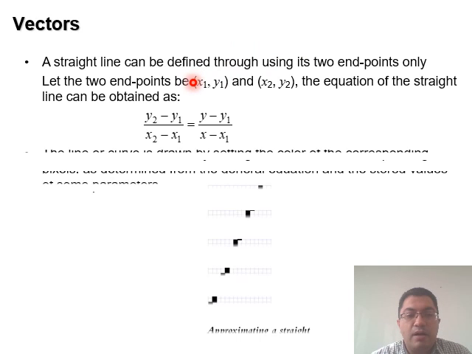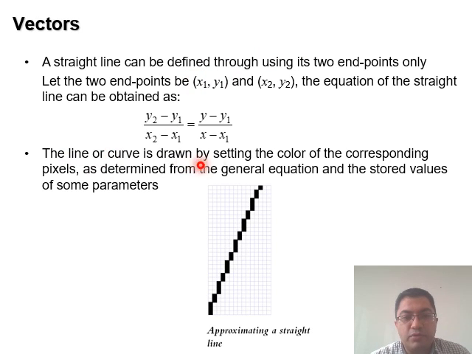all that we need to find the equation of a straight line is 2 points. Okay. Now when the line or curve is drawn, this is how we draw it on an image, by setting the color of the corresponding pixels. So those pixels that lie on that line are colored in the image as determined from the general equation and the stored values of some parameters. So for example, this is how a straight line would look on an image.